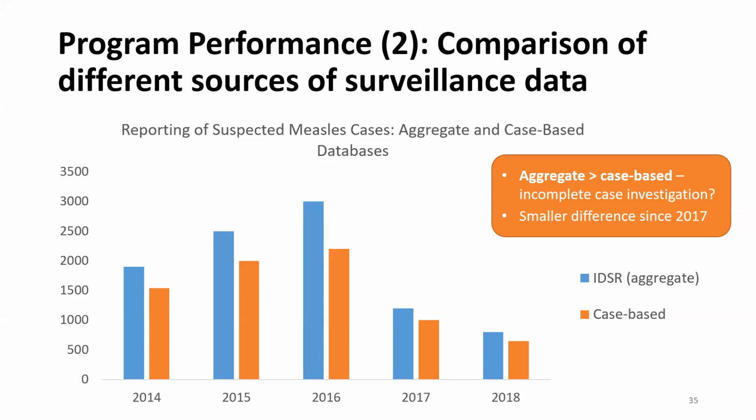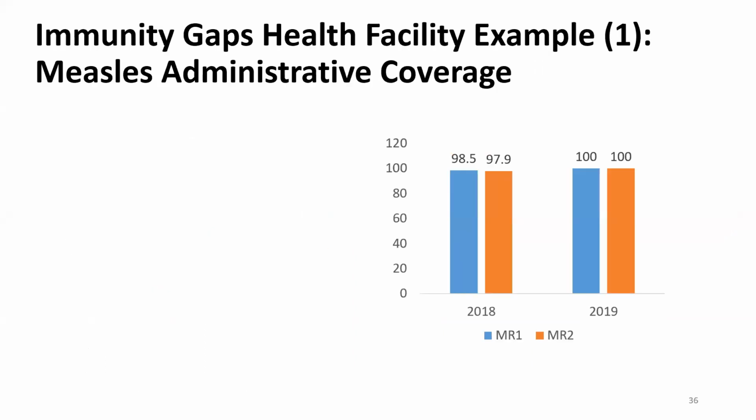Perhaps there was an increased use of the case-based surveillance system starting in 2017. Perhaps now there is just one or two people in charge of entering data into both of the systems, so they're more closely agreeing. But either way, this is a useful piece of information to see how those systems are evolving over time. Next slide, please.